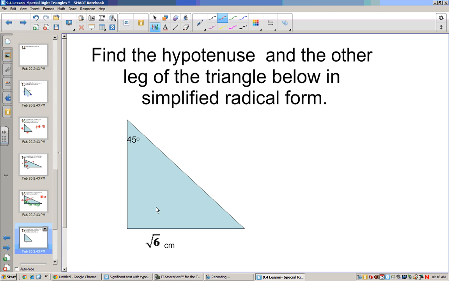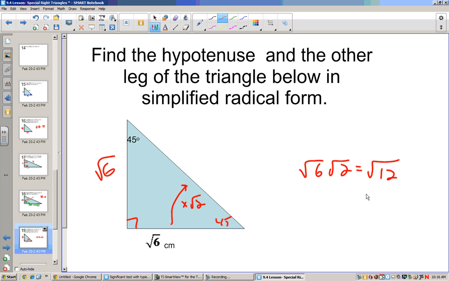All right, this is back to 45-45-90. Now here, if this side is the square root of 6, we multiply these sides times the square root of 2 to get my hypotenuse. So the square root of 6 times the square root of 2 is the square root of 12. And we can simplify the square root of 12 to be root 4 root 3, which is 2 times the square root of 3. So that is our hypotenuse.